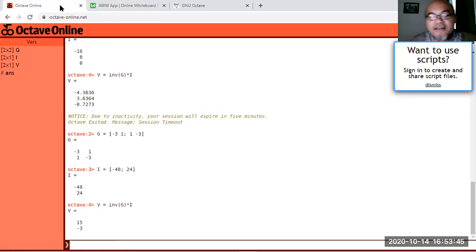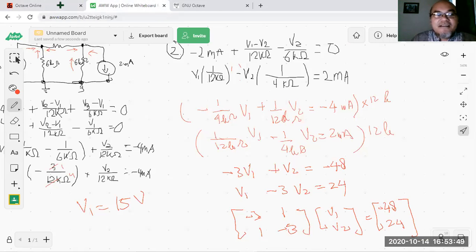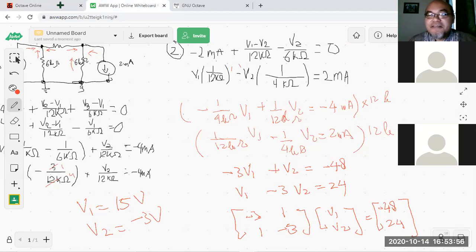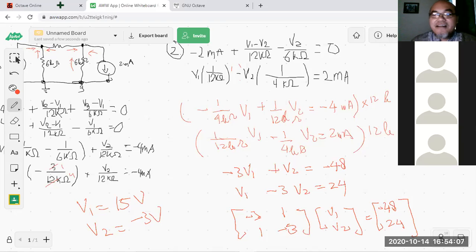Is that correct? Can anyone check with the previous explanation that I gave in the slide? Who said this is the same as my previous explanation? Martin or who? Dave. It's the same value, yes. V1 equals 15 volt, V2 equals -3 volt, right?